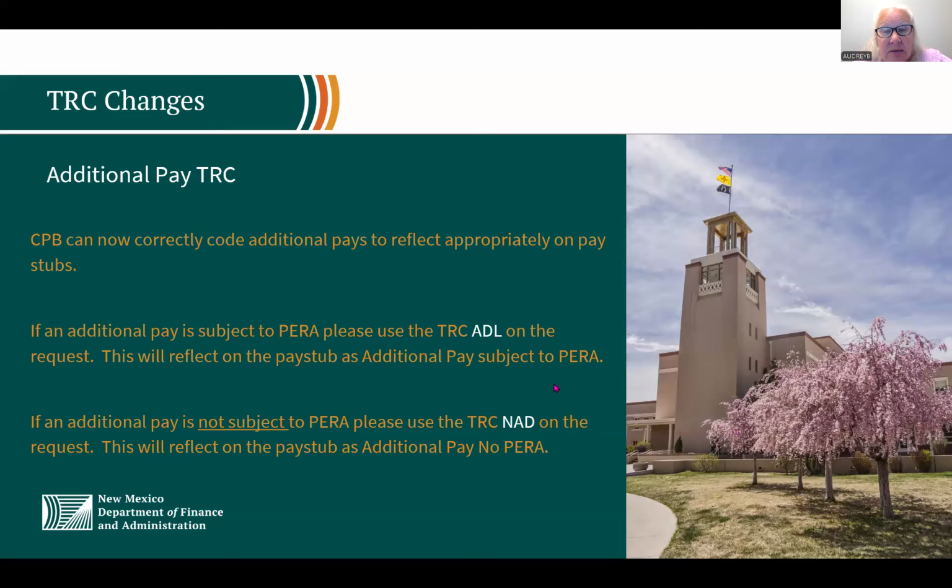And it has taken us 4 years to figure this out, but we finally did it. So I'm really excited about this. And it will reflect correctly on their pay stubs. So they will see the additional pay as being subject to para or not subject to para, which should make everybody's lives a lot easier. Next slide, please.